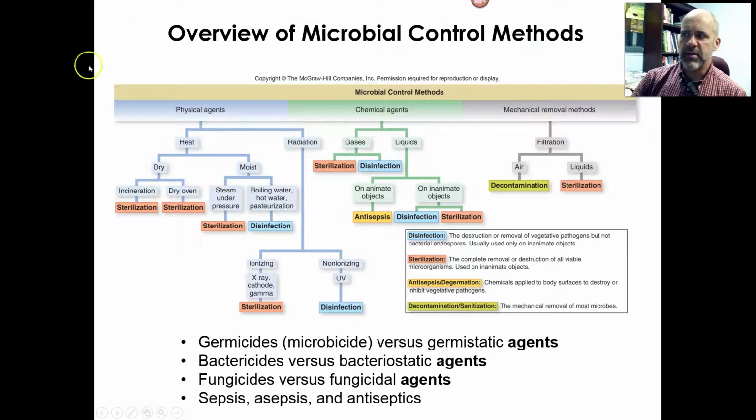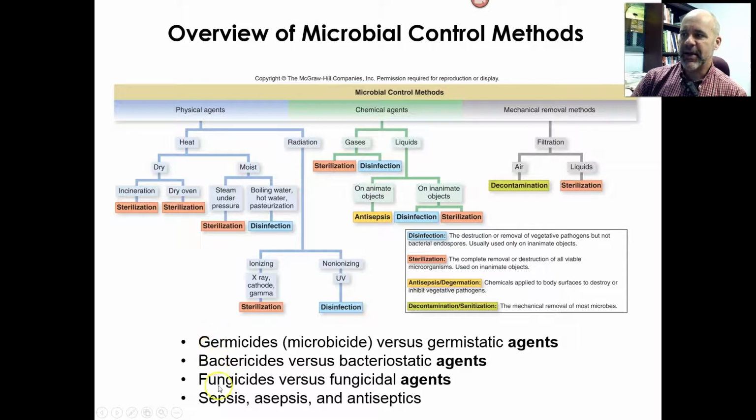But this is kind of a good summary diagram to come back to at the end of Chapter 9 to help you review all of the different things that we have covered in here. And they've got things highlighted well. They're showing you which things are involved in disinfection and sterilization, antisepsis, and decontamination. And some other terminology as well on here.